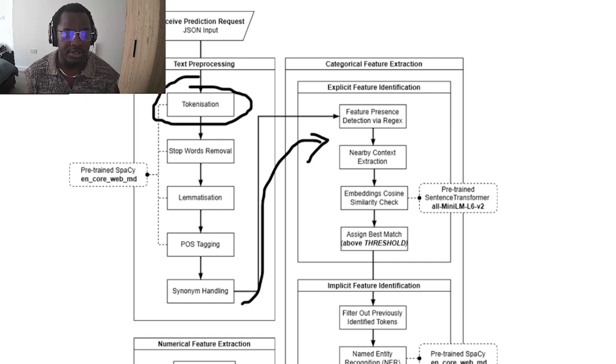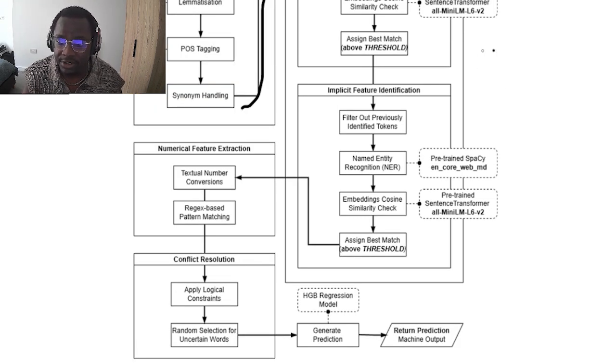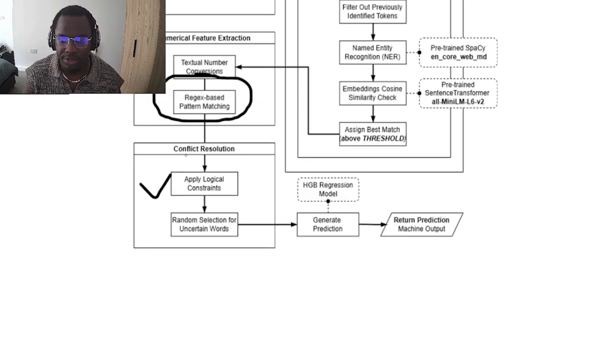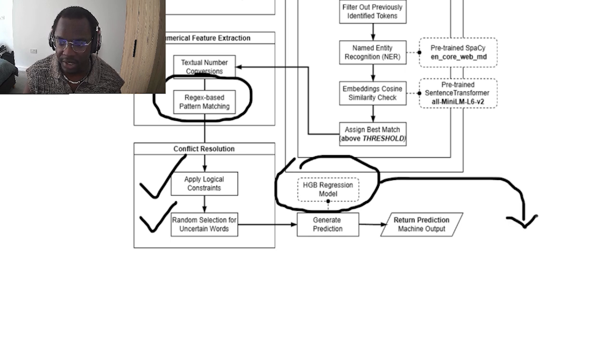For explicit features, ECO essentially searches for direct mentions of materials, dimensions, and other relevant features within the text. For example, if a text mentions concrete pile foundations, ECO will capture concrete as a material and pile foundations as the feature. For more subtle or implicit features, such as indirectly mentioned elements or simply spelling errors, ECO takes a more nuanced approach, using natural language processing techniques like named entity recognition to infer these. Logical rules and conflict resolution are then applied, with the structured data then fed into the HGB regression model, which is then returned to the client.